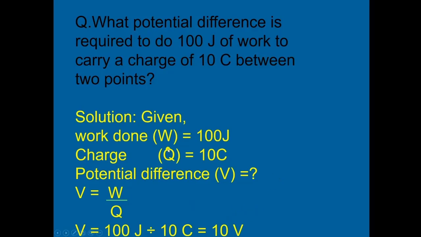Now here the work done is 100 joule, charge Q is 10 coulomb. Potential difference V will be equal to W by Q. Then divide this 100 by the 10. You will get the answer of 10 volt.